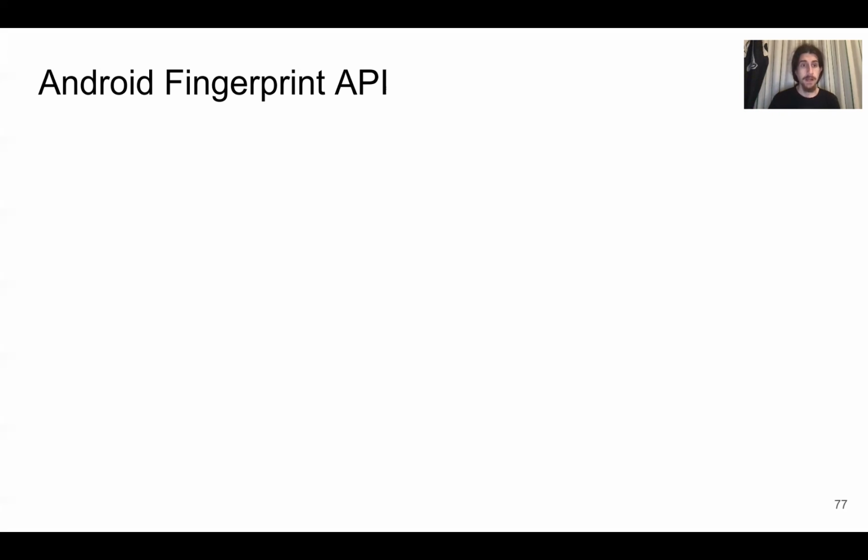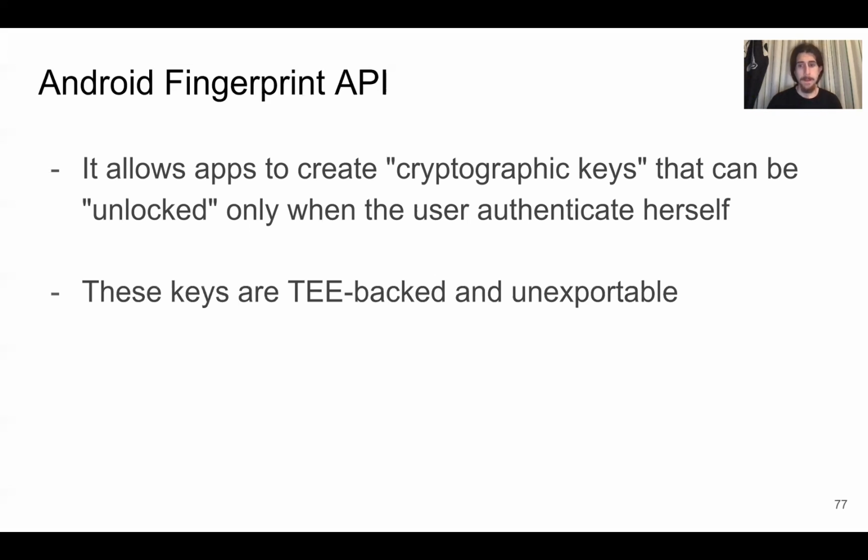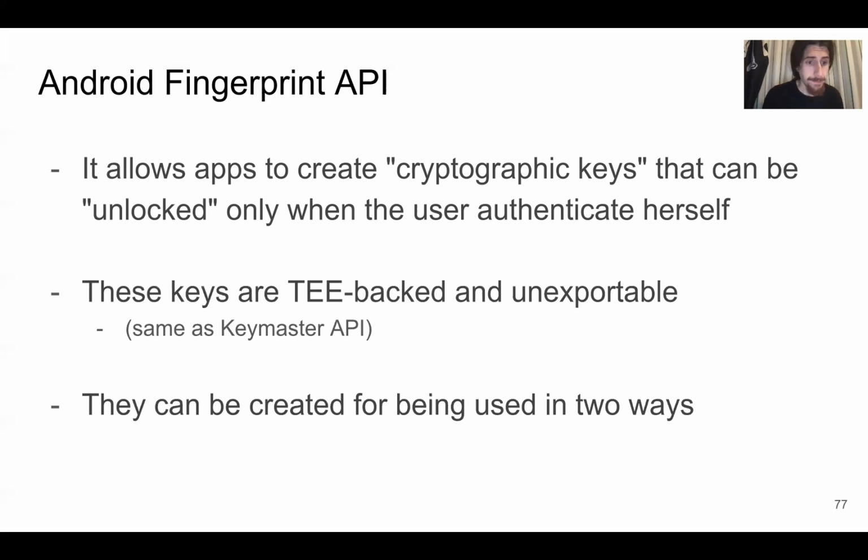That's very important. So now back to the cryptographic material. Somehow the fingerprint API allows apps to create cryptographic keys that can be unlocked only when the user authenticates herself with the fingerprint. This is one instance where not only maybe the key is stored in hardware, but also the authentication is hardware based, and the fingerprint is one of these. So these keys are TEE-backed and they are unexportable, as I mentioned before. So it's the same as the Keymaster API.